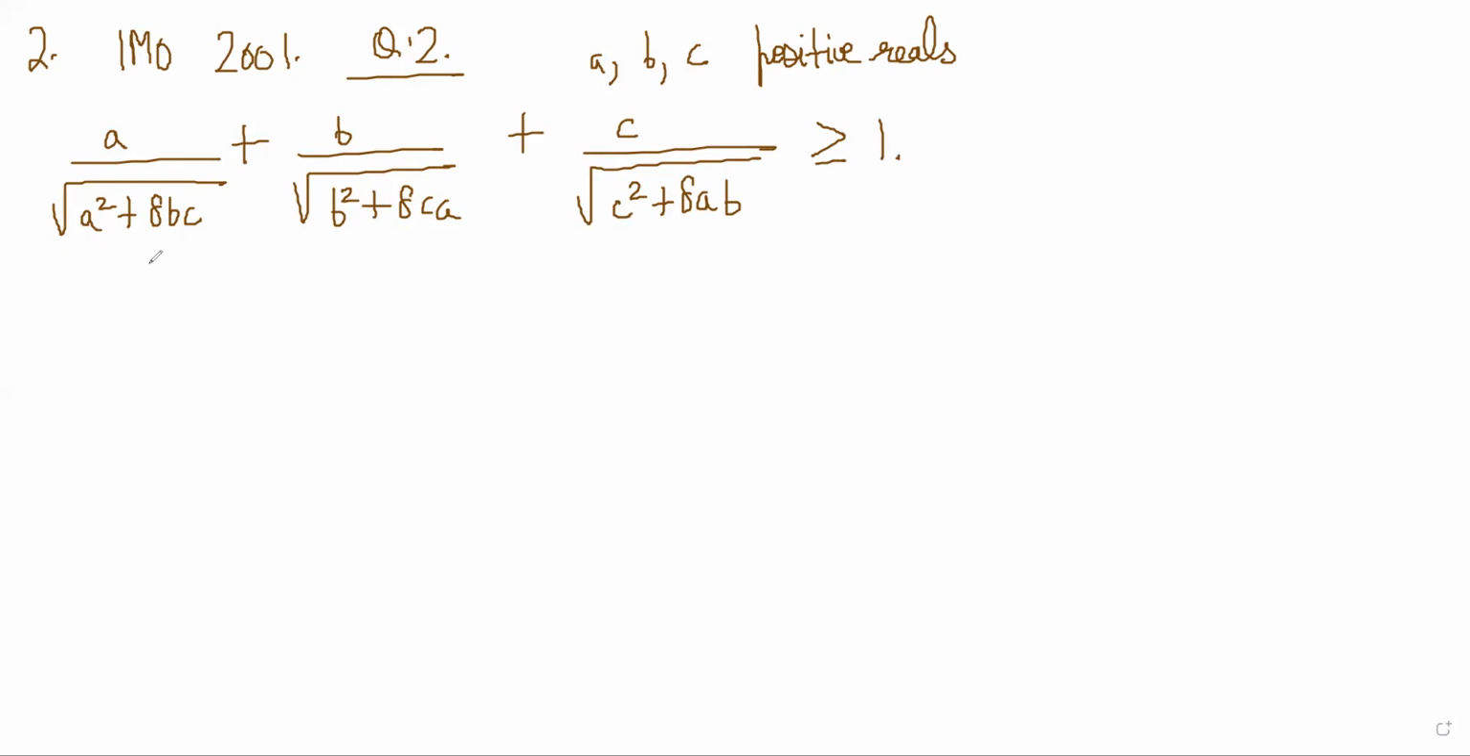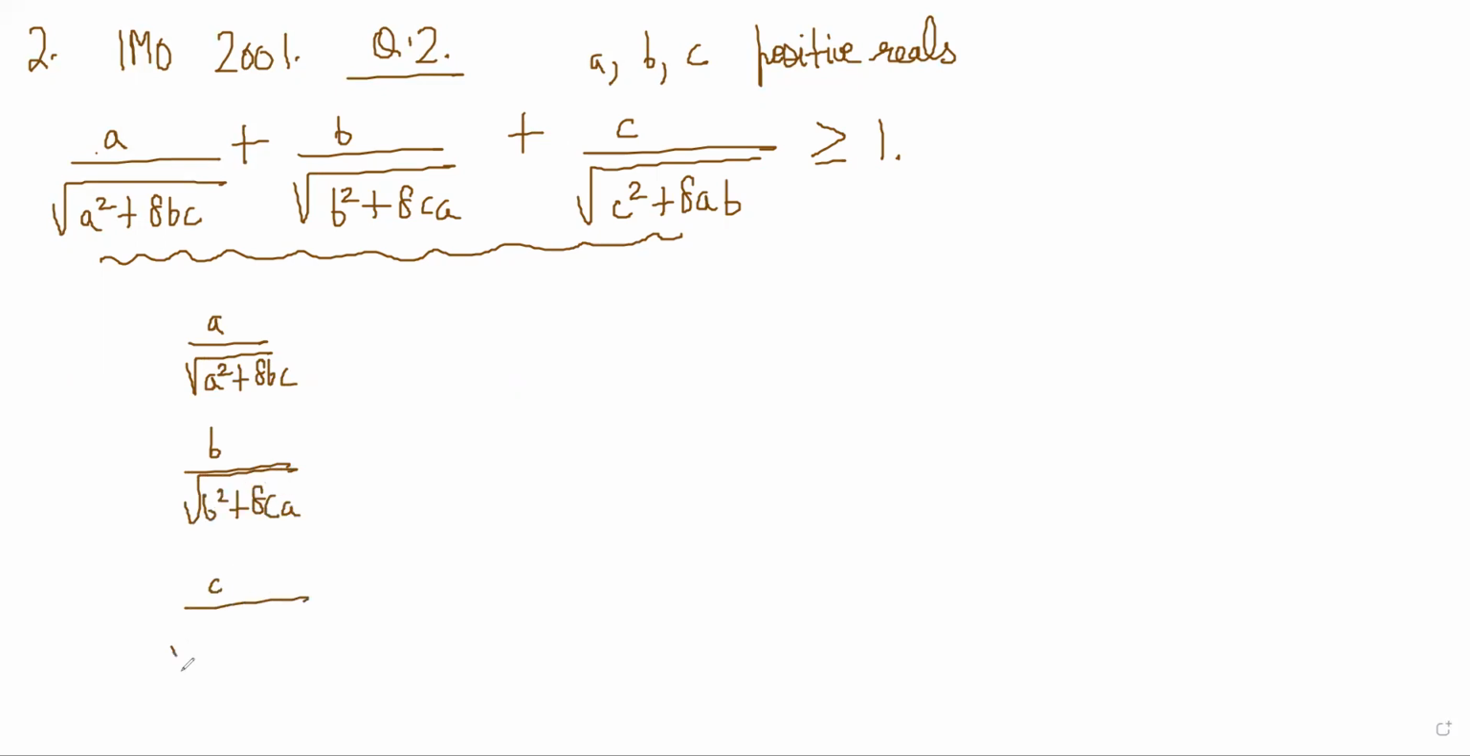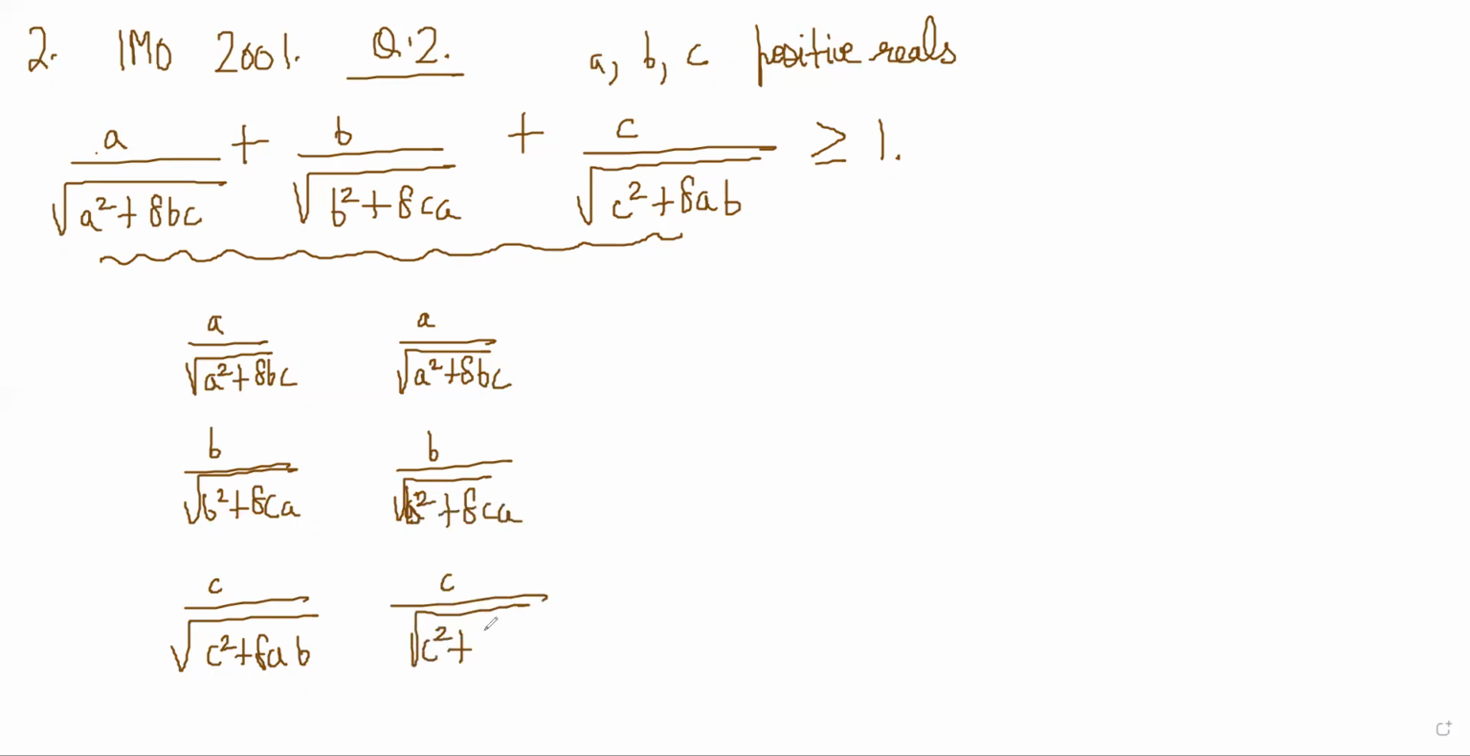So what should I take? I have to sum up something like this, right? So let's put them in columns. These numbers should be in columns, right? Because we are doing the sum of the columns and then multiplying those columns. So I'll put A by root over A square plus 8BC, B by root over B square plus 8CA, and C by root over C square plus 8AB in a column. Then what should I do for the second column? I can repeat the same elements here: A by root over A square plus 8BC, B by root over B square plus 8CA and C by root over C square plus 8AB.